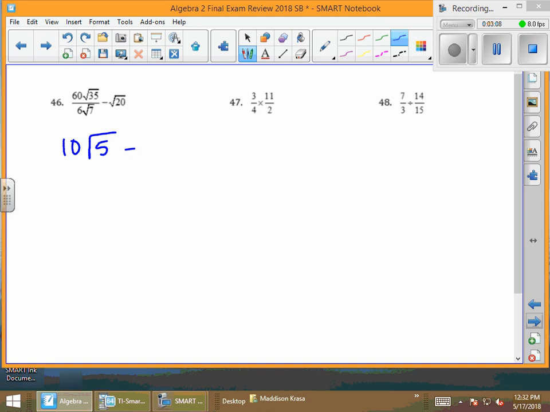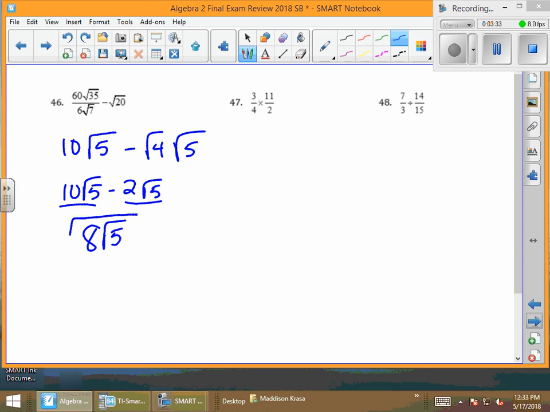And then radical 20 has a perfect square that goes into it, which is 4. We can do 4 times 5. And then we can go ahead and break down radical 4 to be 2. The square root of 4 is 2. Since these have the same radical, radical 5, we can actually combine those and do 10 minus 2 is 8. So we get 8 radical 5 for our final answer.